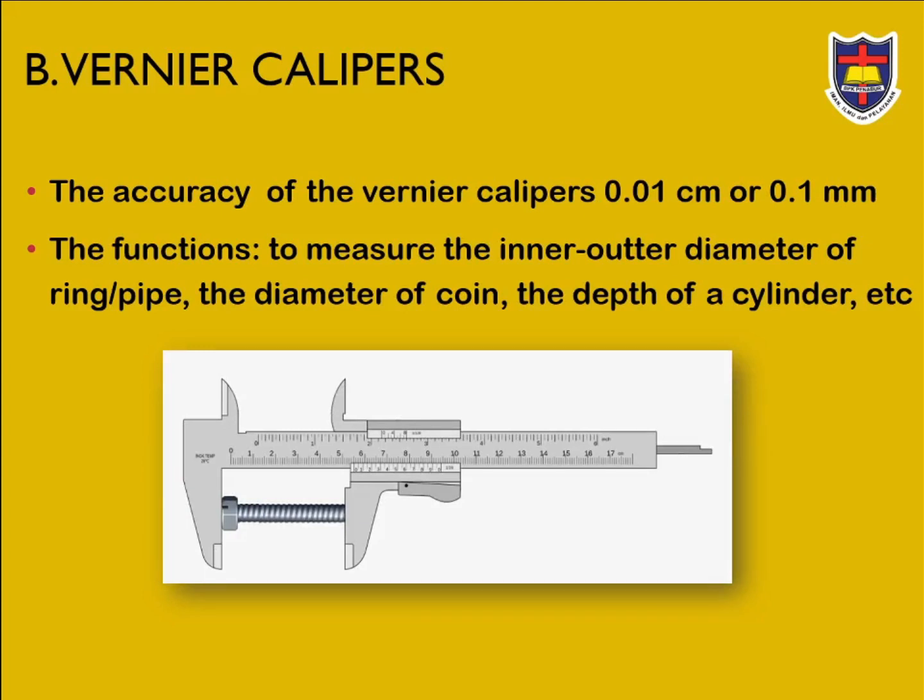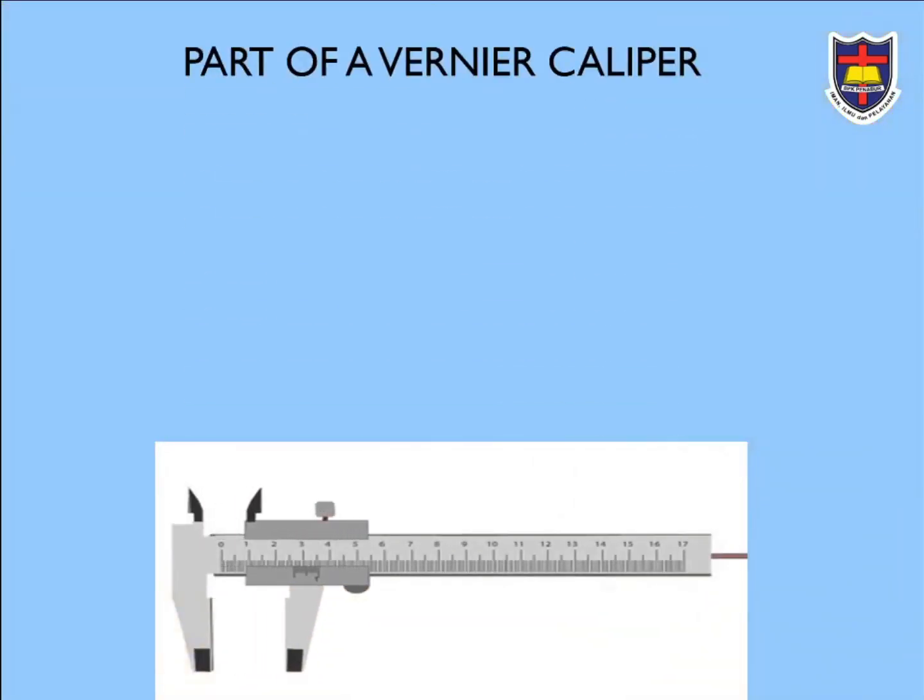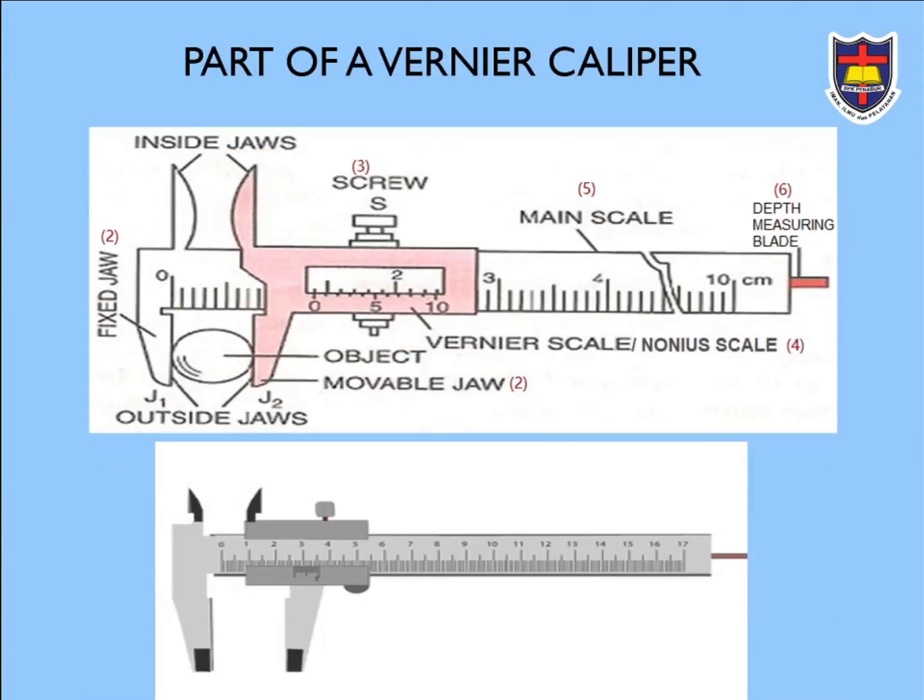The parts of a vernier caliper. There are 2 types of jaws, fixed jaw and movable jaw. Number 1 is fixed jaw and number 2 is movable jaw. Number 3 is screw. The function of the screw is to lock the movable part. Number 4 is nonius scale or vernier scale. Number 5 is main scale. Number 6 is the depth measuring blade. The function is to measure the depth of the object or hole.